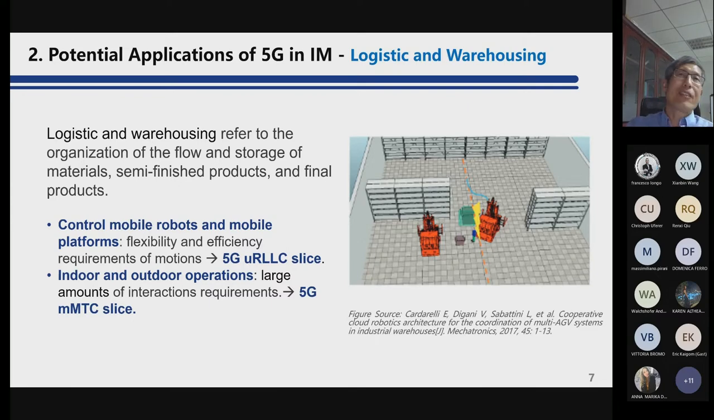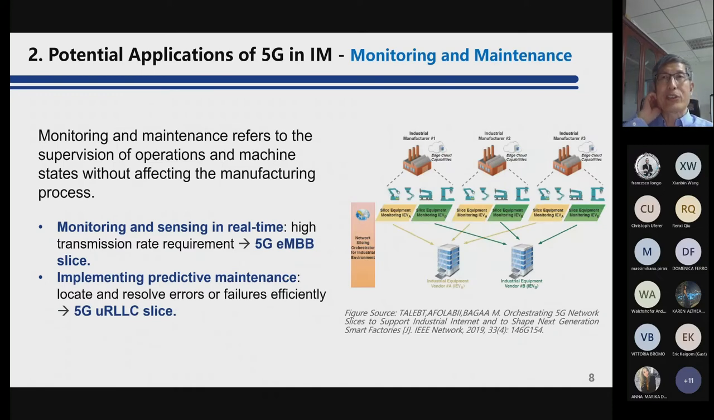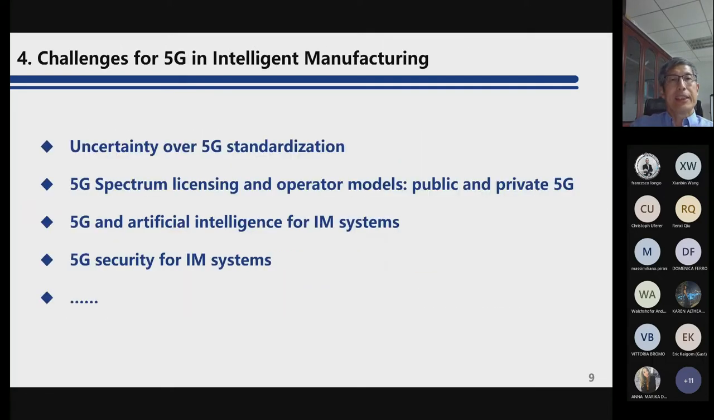And of course, Christoph already also mentioned predictive maintenance, but when you do maintenance, you also need monitoring. So I call monitoring and maintenance one big area of intelligent manufacturing. So 5G plays a very important role for monitoring and sensing in real time with bandwidth like eMBB, and also with low latency for the quick response to alarms, alerts, all kinds of scenarios.